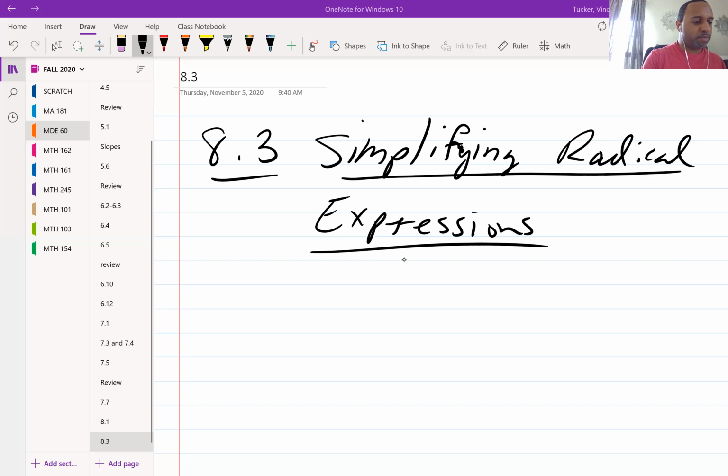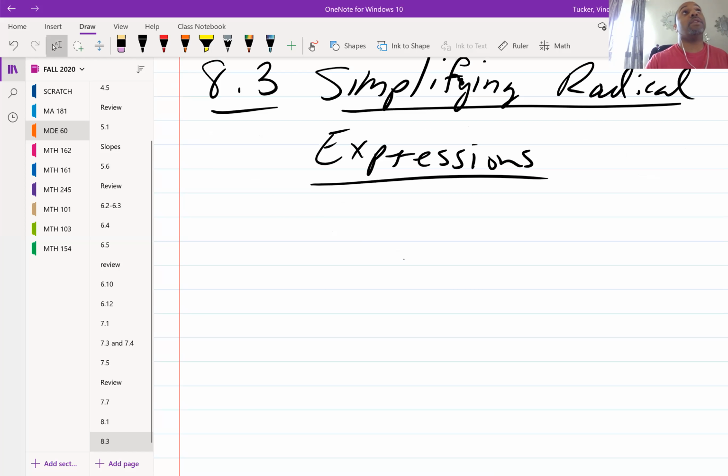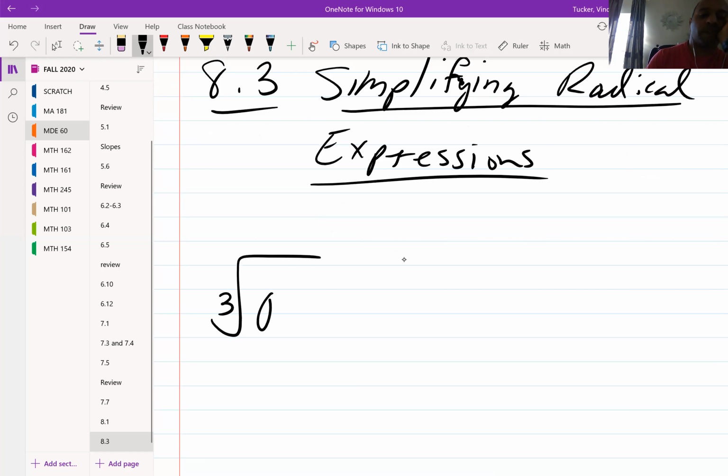All right, so 8.3, simplifying radical expressions. I'm messing up already. Simplifying radical expressions. So we talked about this a little bit already. If I have, well, what we have, let's do it like this.